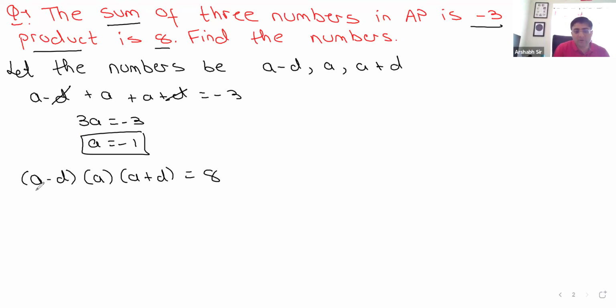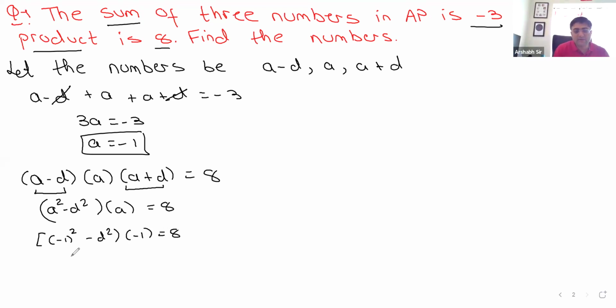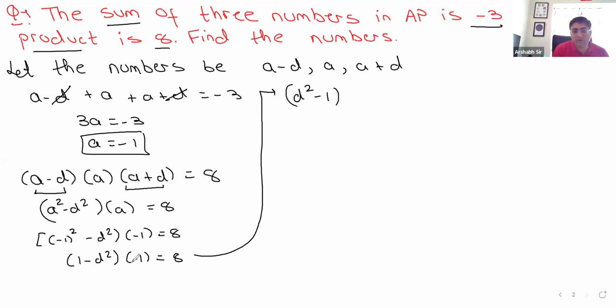Next we're given their product is 8, means A minus D into A plus D into A is equal to 8. Now look, A minus D into A plus D is A square minus D square, multiplied by A is equal to 8. Substitute the value of A as minus 1. So we have minus 1 square minus D square into minus 1 is equal to 8. That is 1 minus D square into minus 1 is equal to 8. So D square minus 1 is equal to 8. So D square is equal to 9.